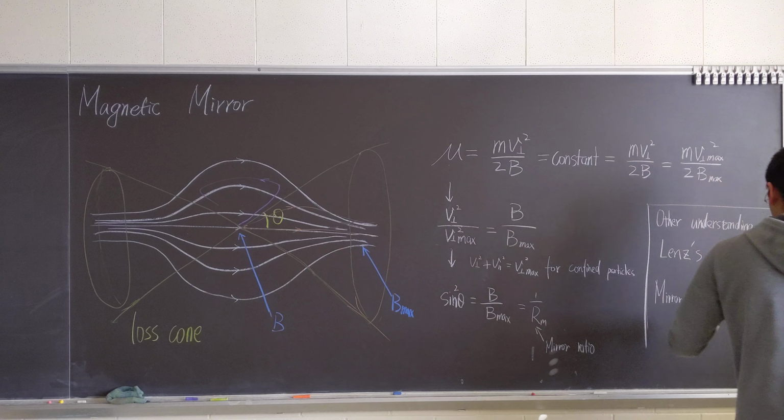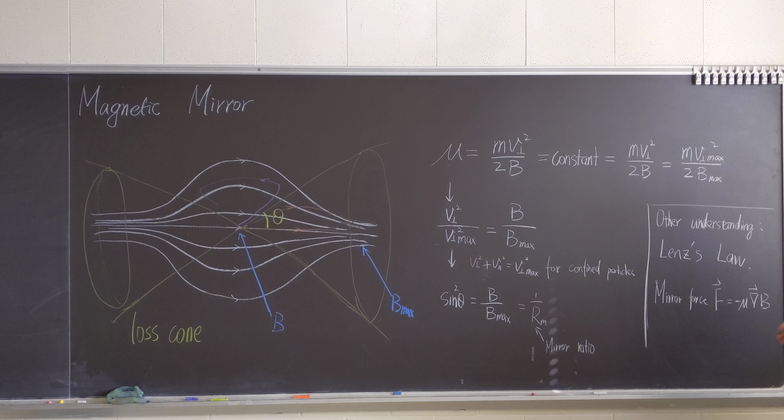Another thing you can think of is the mirror force. It's basically the analytical understanding of Lenz's law. Basically, the force will be the magnetic moment times the gradient of the magnetic field. So yeah.